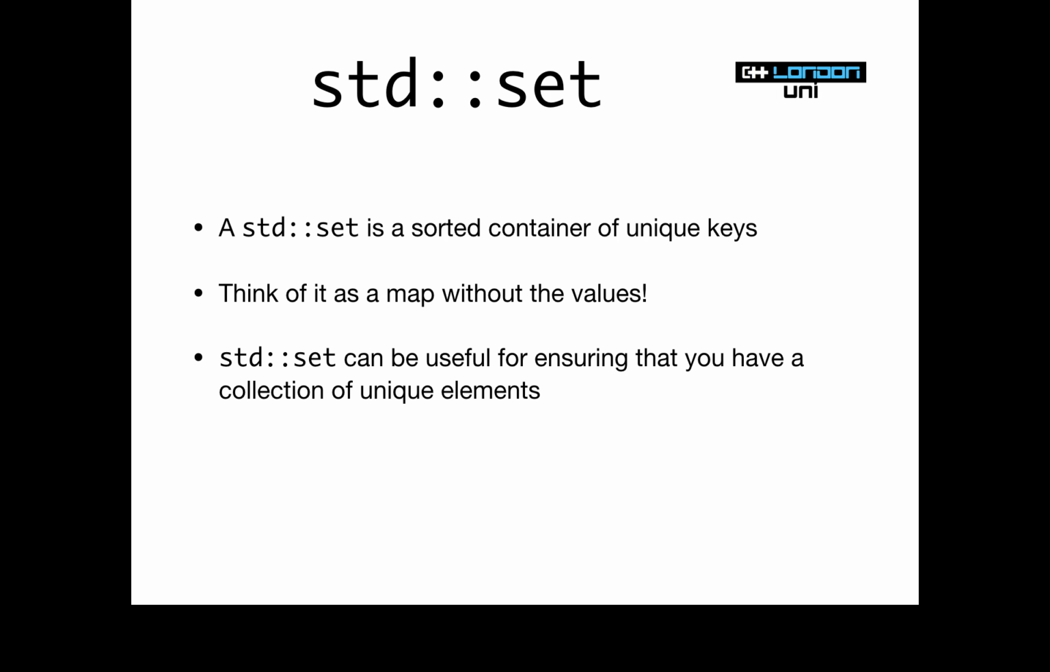So if I have a standard set of ints that contains 1, 2, 3, 4, 5, and I try to add 3 to it, it's going to say, no, I already have an element, I already have a key of 3. Right? And you can check the return type of the insert function. It will say, well, I didn't insert this because it already lives there. It already exists. So standard set is really good for ensuring uniqueness.